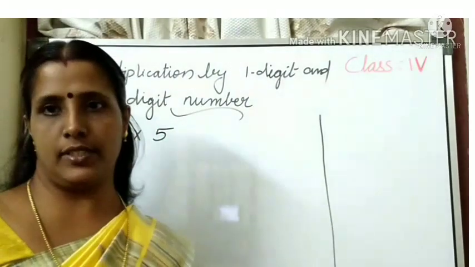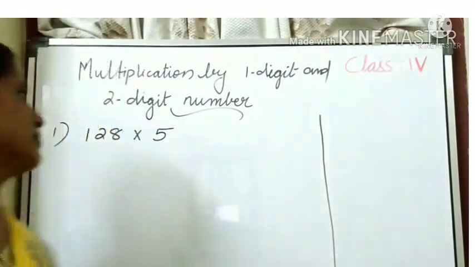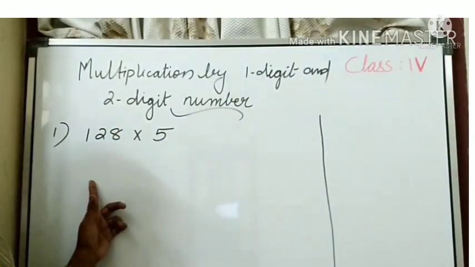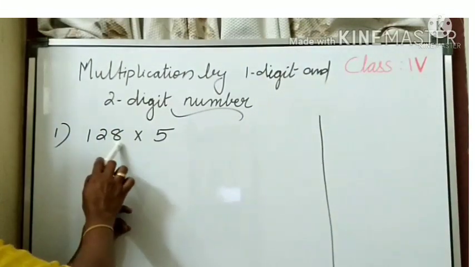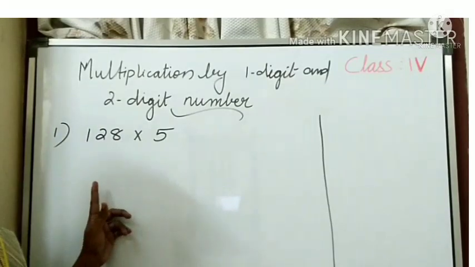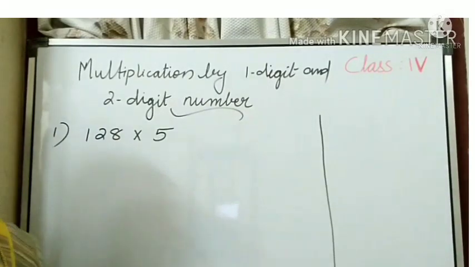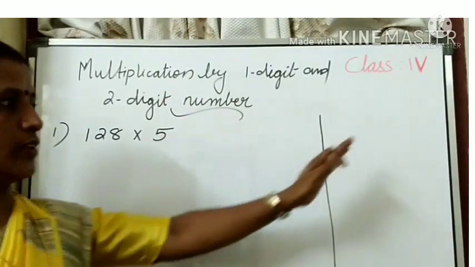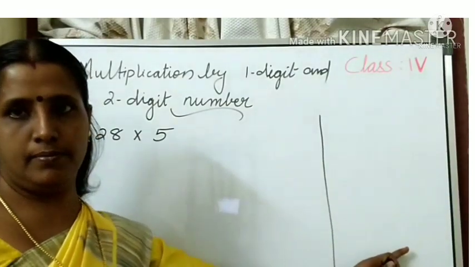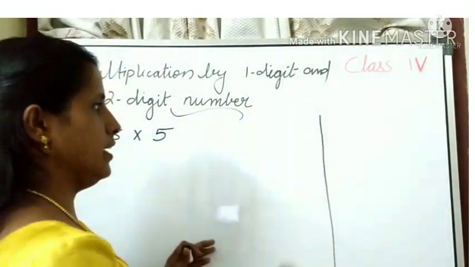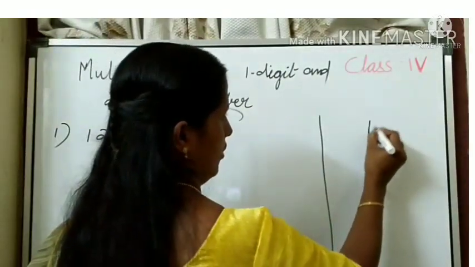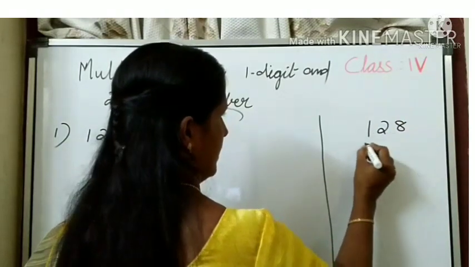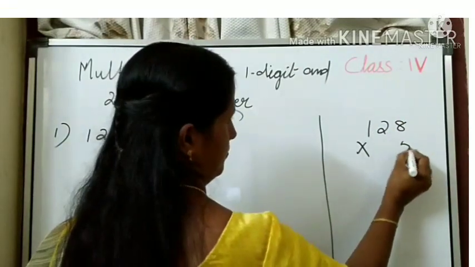How can we do the calculations? So let me see. Here the first question, 128 into 5. How can we do the calculation? We have to do the calculations in the working column. So listen carefully. I can write here 128 into 5.